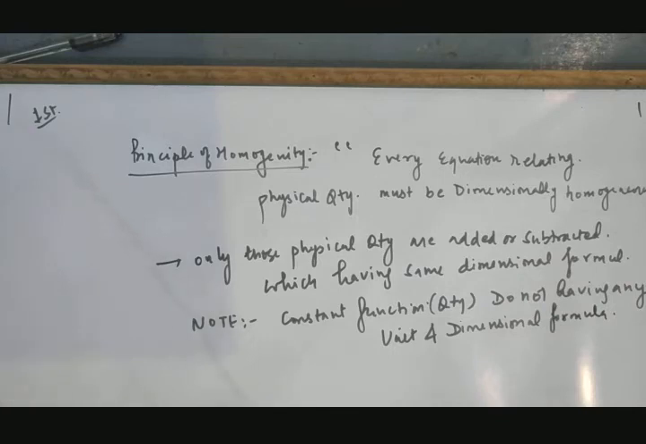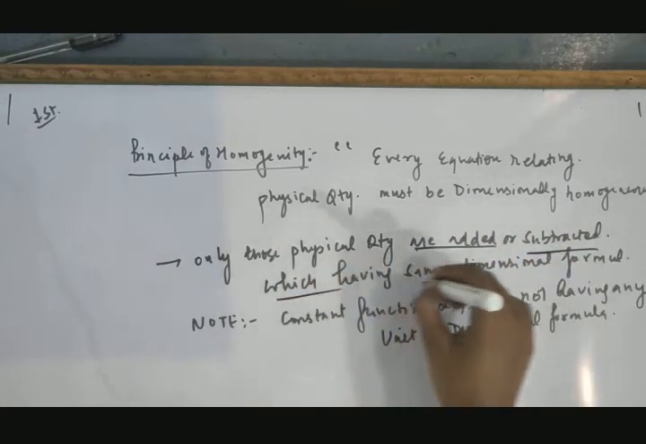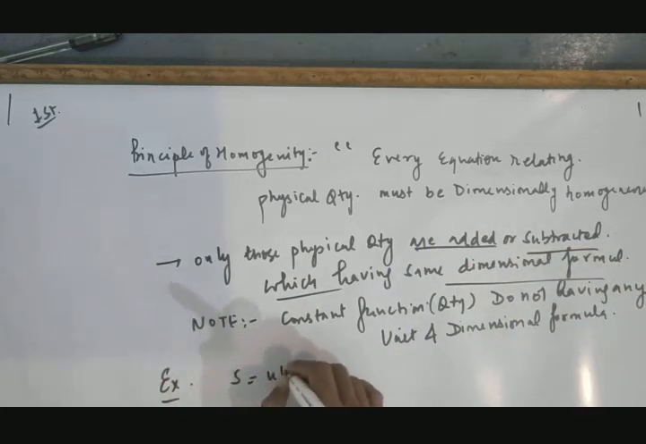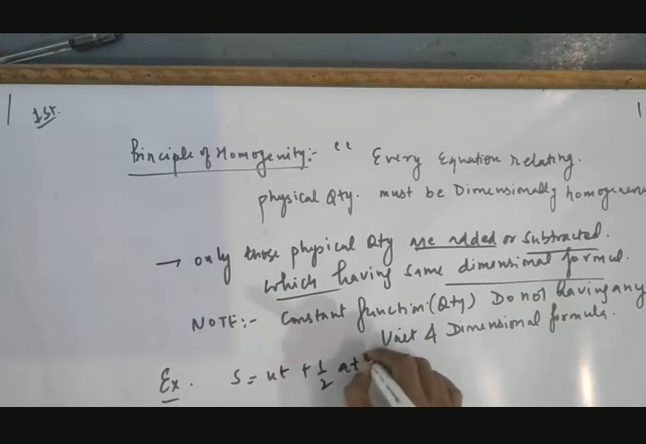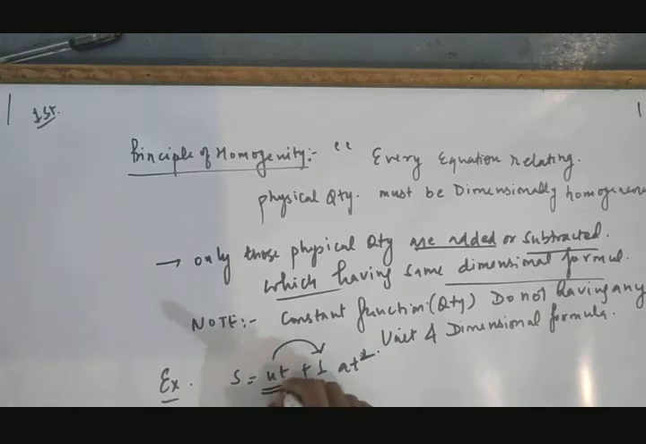So what do you mean by principle of homogeneity? Only those physical quantities can be added or subtracted which have the same dimension. Let's take an example: S equals ut plus half at square. We are adding ut to half at square, so the dimension of ut must equal the dimension of half at square.